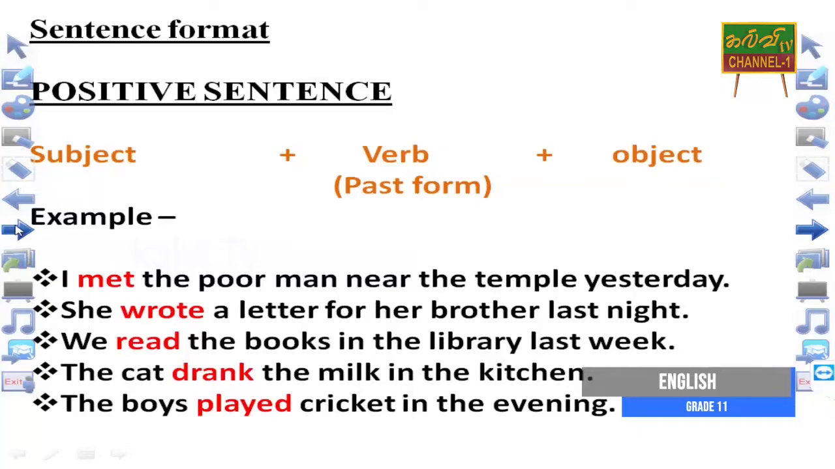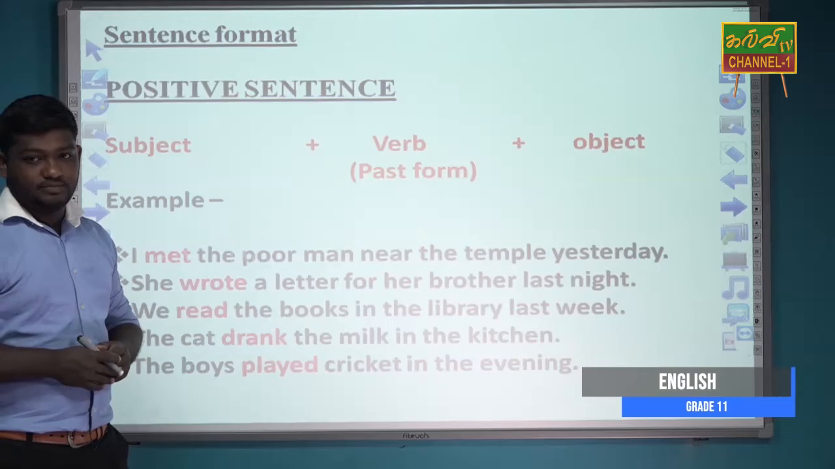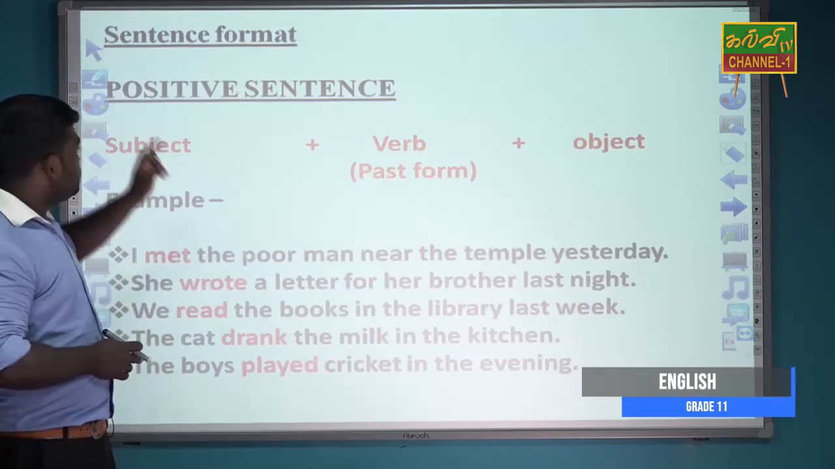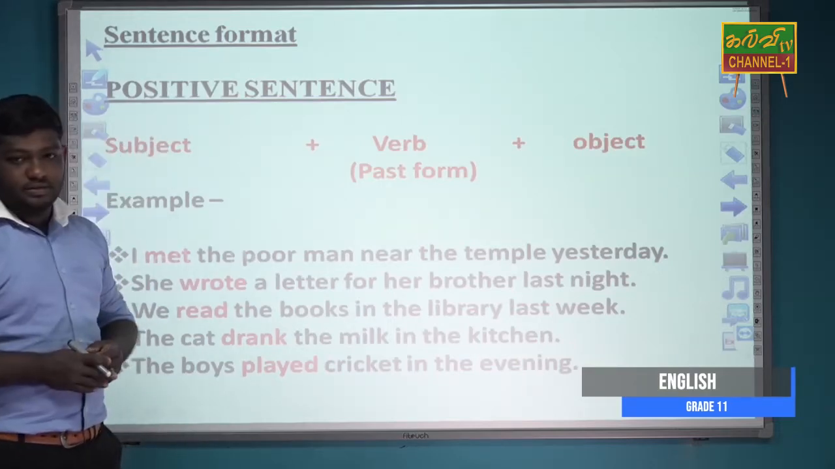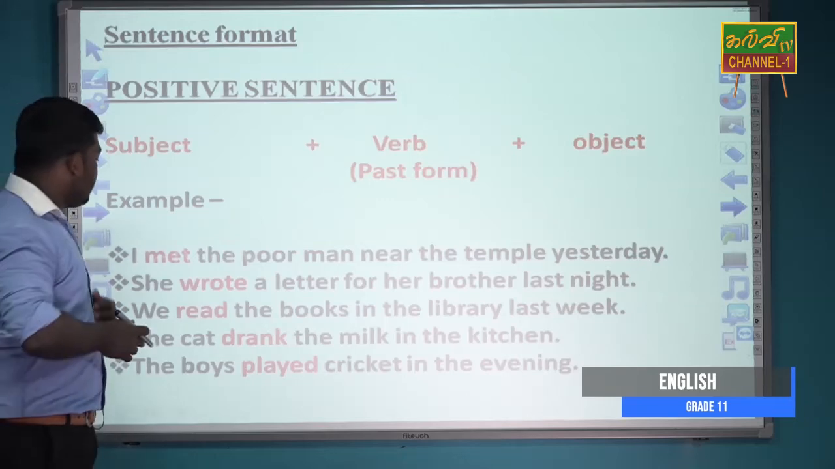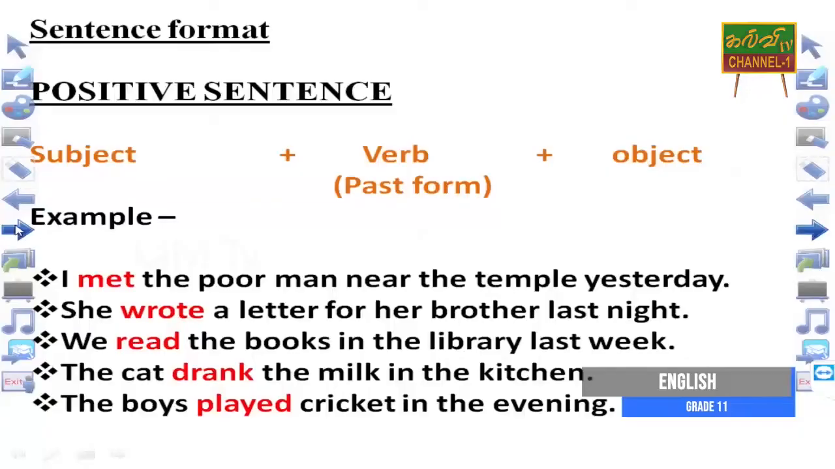Here we use the past form of the verb because it is simple past tense. Here we are constructing the positive sentence. So if you look at the example, I met the poor man near the temple yesterday. These are the examples which I gave you in the last session.